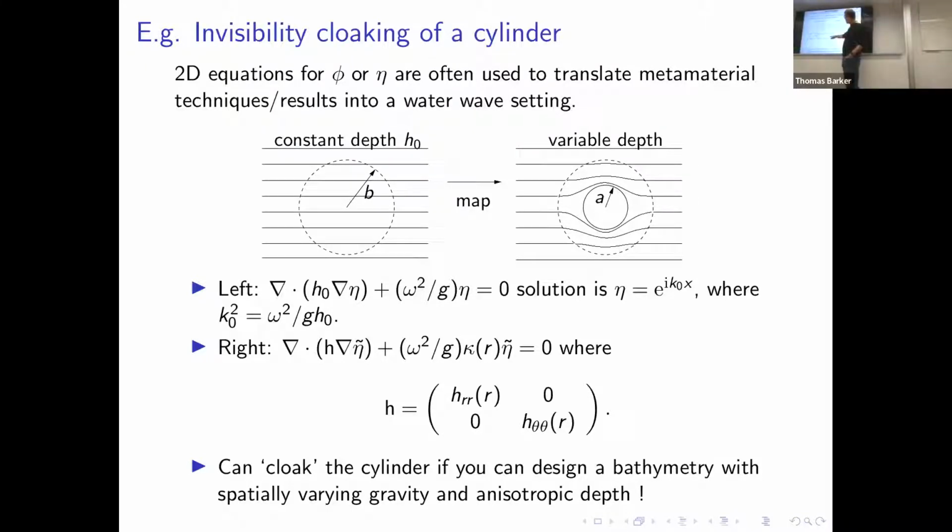And the second problem is that this mapping also introduces a factor here. Omega is fixed by me. So in order to make sense of this and interpret this as a real physical problem, what it means is that I need gravity to be spatially dependent as well. So in order to realize this cloak, this now becomes my cloaking region, I need to invent an anisotropic spatially varying depth and a spatially varying gravity. I'm not going to talk about how you do gravity, but you can do that.